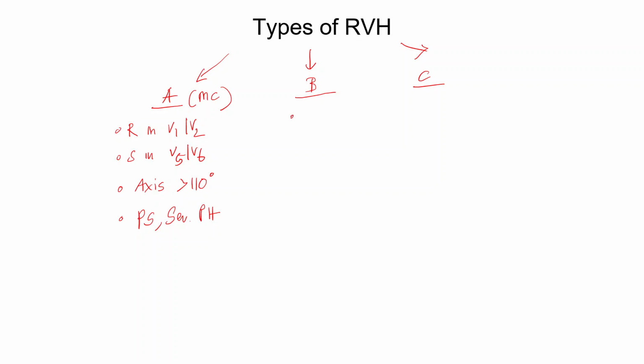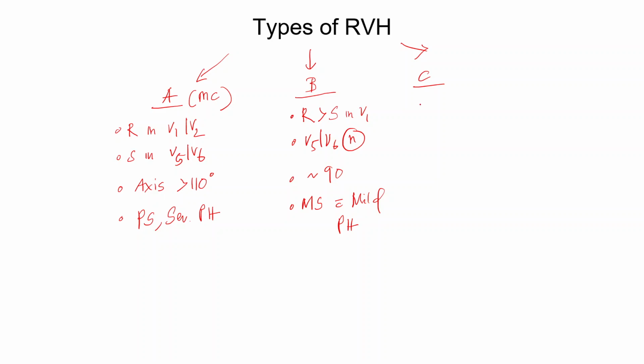Type B. Here, the R wave is more than S in V1. That means both R and S are present, but R is more than S. Here V5 and V6 will be normal. That means the prominent S that we get in V5 and V6 in type A will not be present in type B. Here the axis is around 90 degrees, so it is not deviated to the right side. Causes include, for example, mitral stenosis with mild pulmonary hypertension.